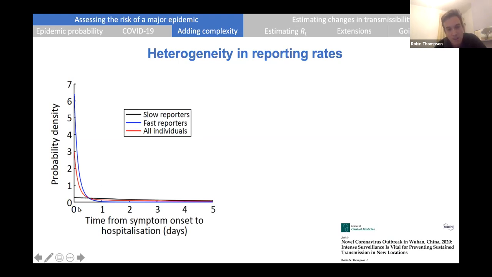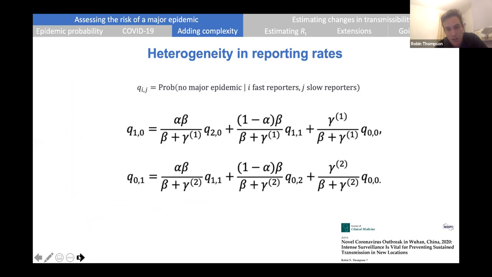What I did was I fitted those distributions to the same data that I showed you a bit earlier, the data describing the symptom onset to hospitalization times for patients in Wuhan. Having done that, you can calculate the risk that an introduction generates a major epidemic in a very similar way to before. So I can just describe how you do that. This is one way to do it. There's actually another way using probability generating functions, but I'm going to talk about a way that's analogous to the method that I described earlier in the talk.